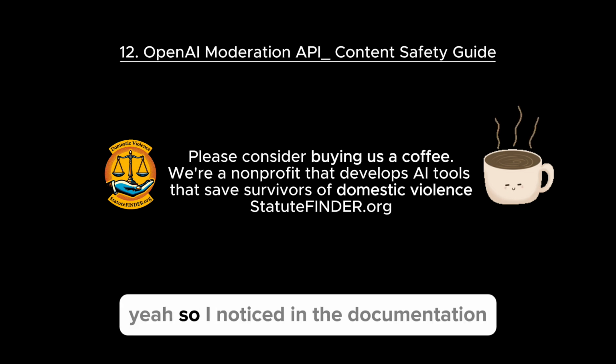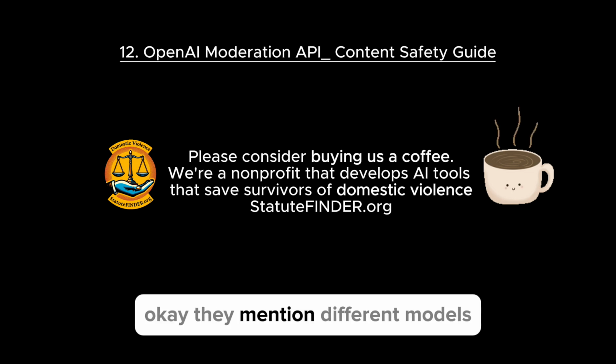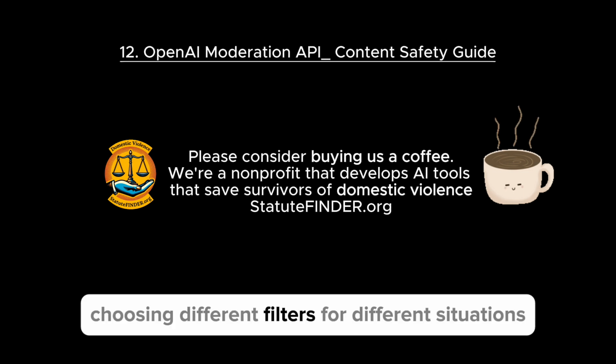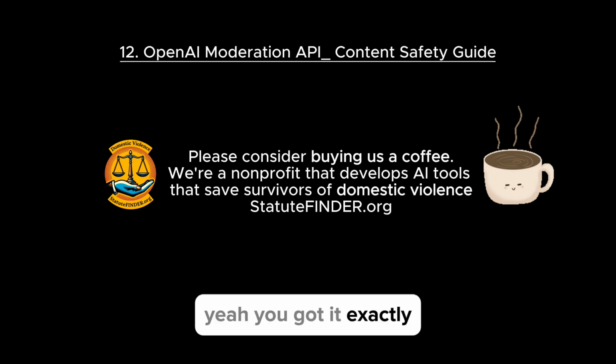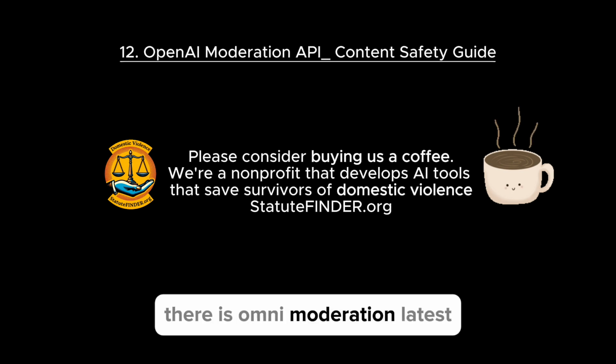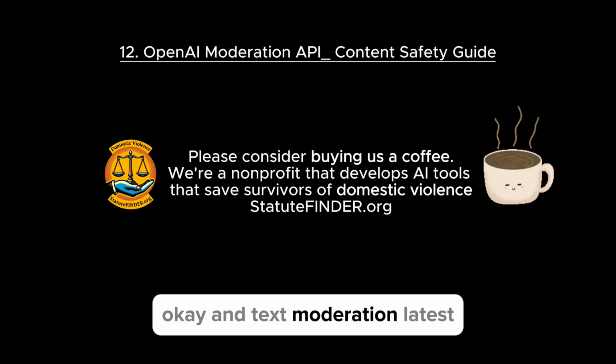So I noticed in the documentation they mentioned different models. Is that like choosing different filters for different situations? Yeah, you got it. So there are two main models: Omni Moderation Latest and Text Moderation Latest.